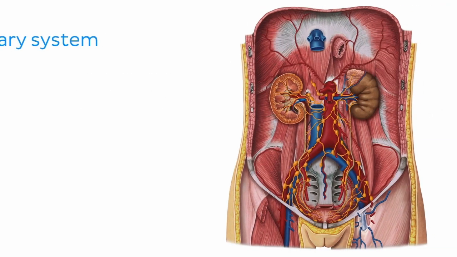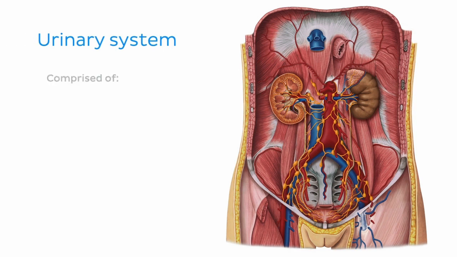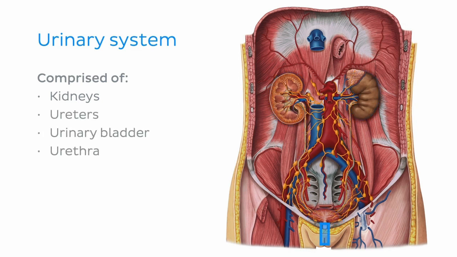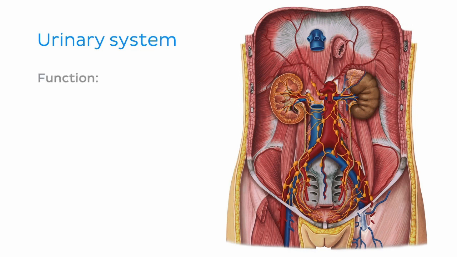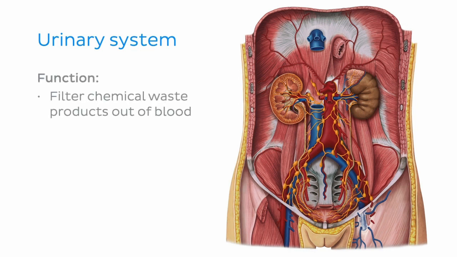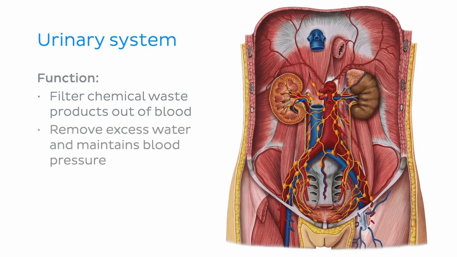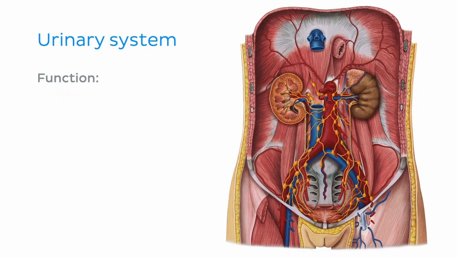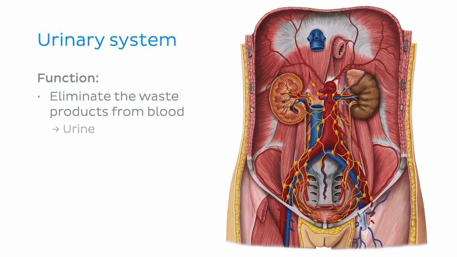The urinary system is an important system of the body, comprised of urinary organs which include the kidneys, ureters, the urinary bladder, and the urethra. This system functions to filter chemical waste products out of the blood, which, if allowed to accumulate, obviously becomes toxic to your body. It also helps to remove excess water and maintains blood pressure. Once all this waste is filtered from our blood by our kidneys, the rest of the organs of the urinary system work to transport, store, and intermittently eliminate the waste products from the blood in the form of urine.